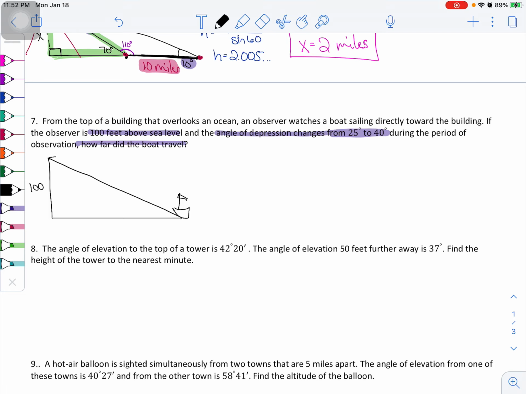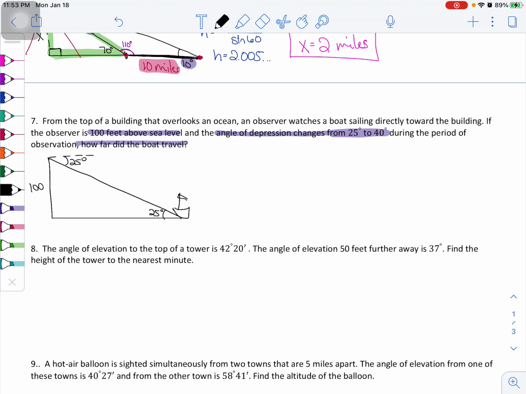Now remember, angle of depression is outside the triangle, so that would be up here, 25 degrees. It actually is a little bit easier to remember that angle of depression is exactly the same thing as angle of elevation. So this angle right here is 25 degrees. That would be the same if somebody on the boat was looking up at the top of the building.